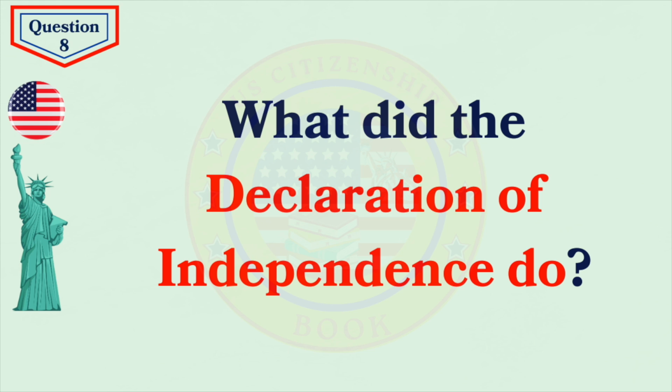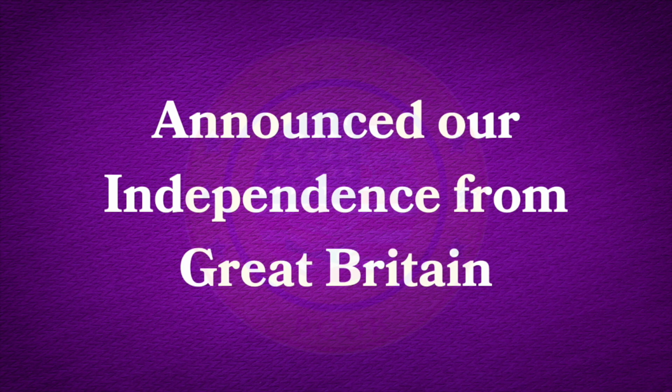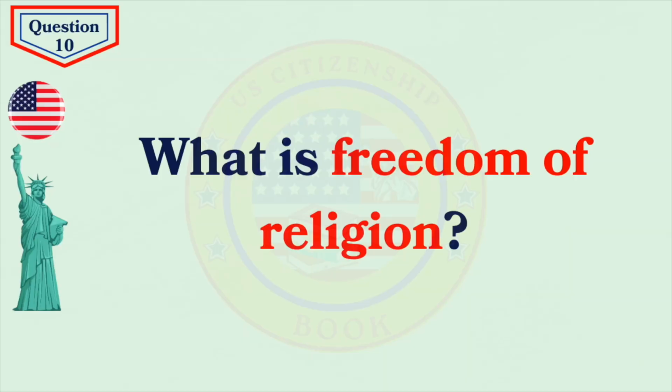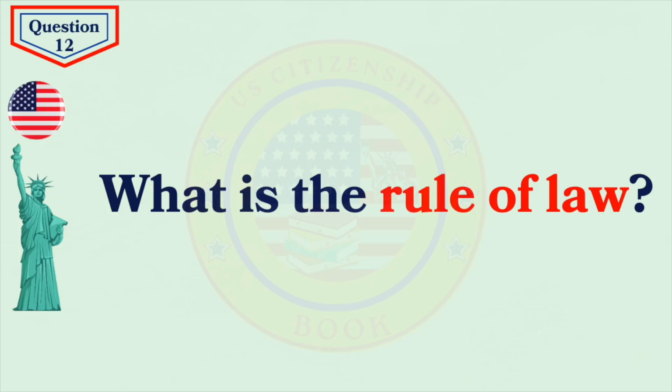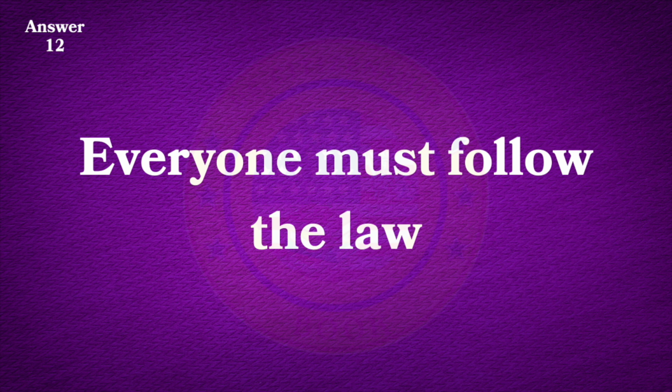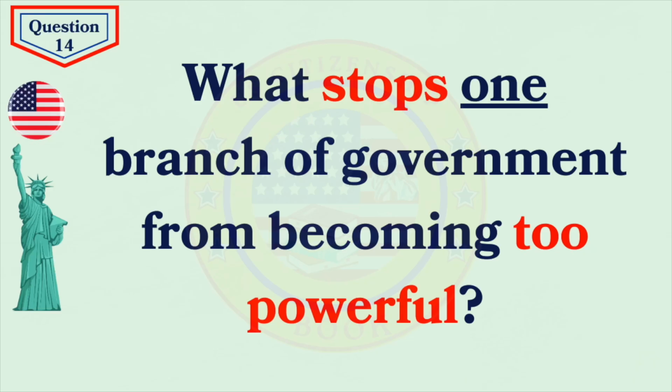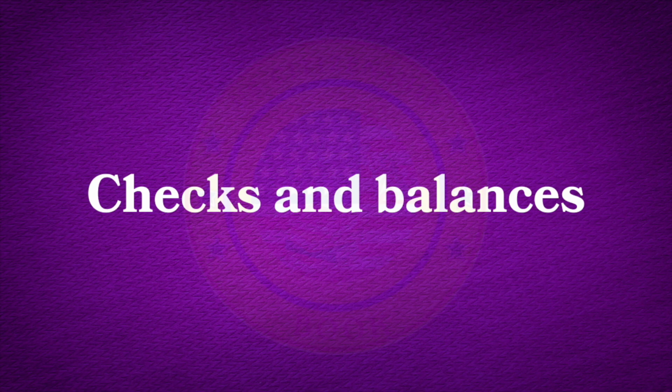What did the Declaration of Independence do? Announced our independence from Great Britain. What is freedom of religion? You can practice any religion, or not practice a religion. What is the rule of law? Everyone must follow the law. What stops one branch of government from becoming too powerful? Checks and balances.